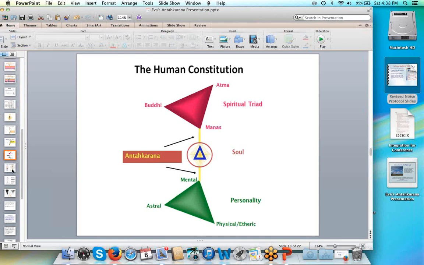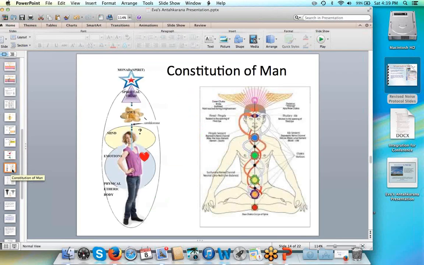Okay. Now, we're going to see again the same idea of the constitution of man in different modalities and in different graphics, so that you can orient your head around that. This is in the teachings themselves. If you've gone through various classes here, you may have come across this. This depicts the physical etheric body, the emotions. Well, the emotions are really right here in the solar plexus. The mind, the Antahkarana that we build to the soul, and the other Antahkarana, the higher, that we build to the spiritual triad, and of course the monad or spirit self.